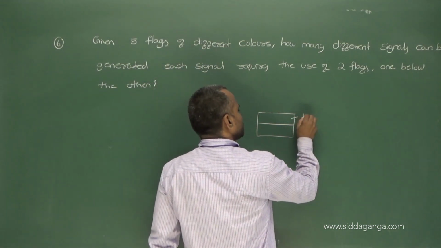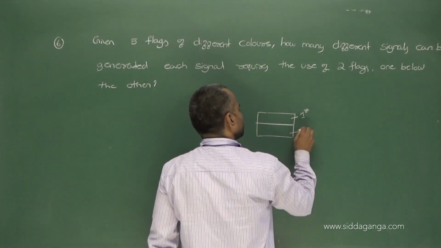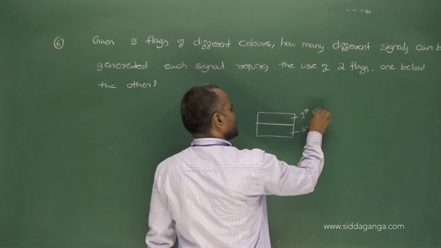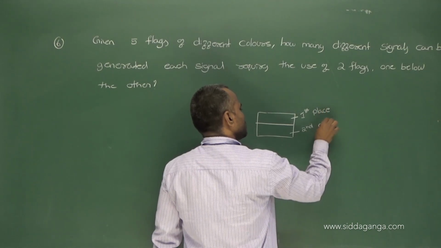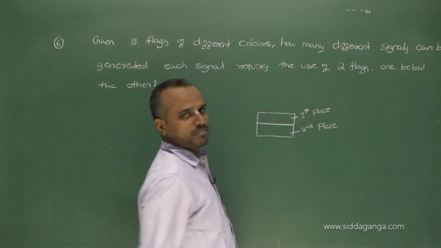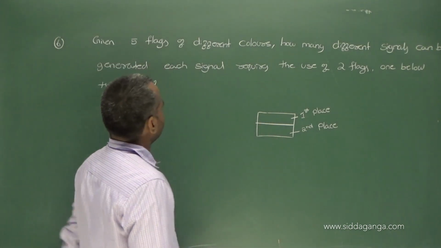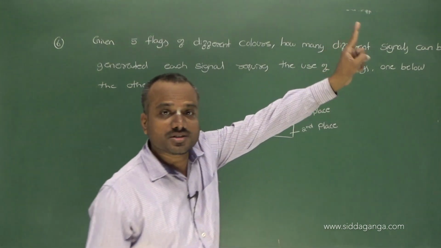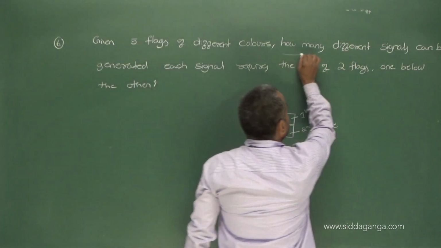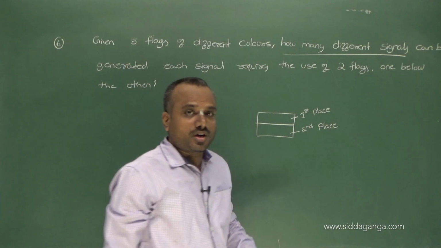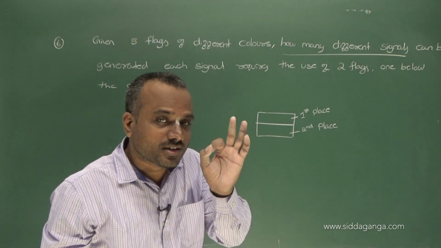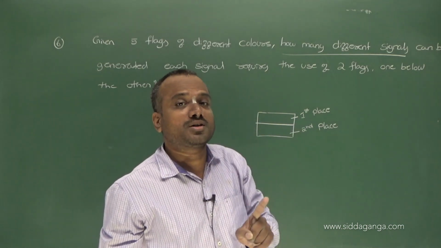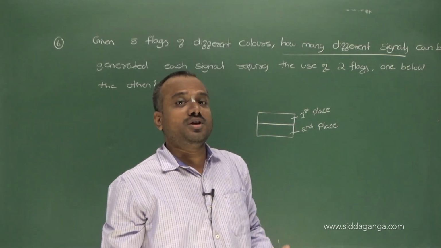This is the first place, this is the second place, one below the other. See, how many different signals? This is very important. That means repetition of the flag is not allowed.